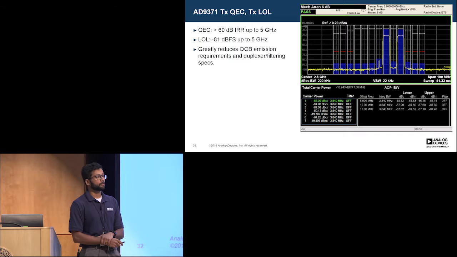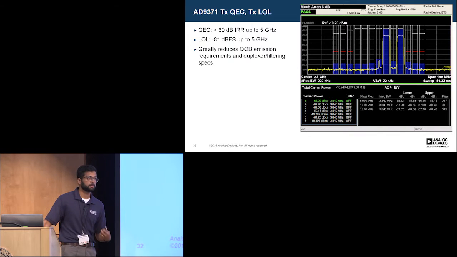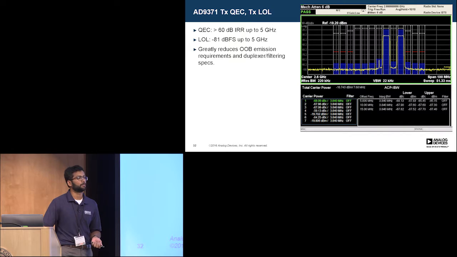So what this really translates to is reduced duplexer costs, because now you can run a smaller duplexer with less filtering as opposed to one that would have to filter out this particular undesired band here. And these are important when you're designing a system that complies to certain standards.